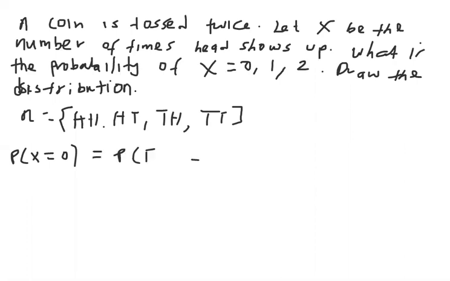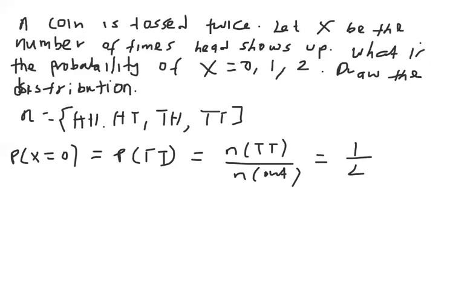The probability of having TT is the number of TT over the number of outcomes, which is because TT occurred only one time, and the number of outcomes is 4: 1, 2, 3, 4. It's okay. So that is the probability of X equals 0. Now the probability of having X equals 1.